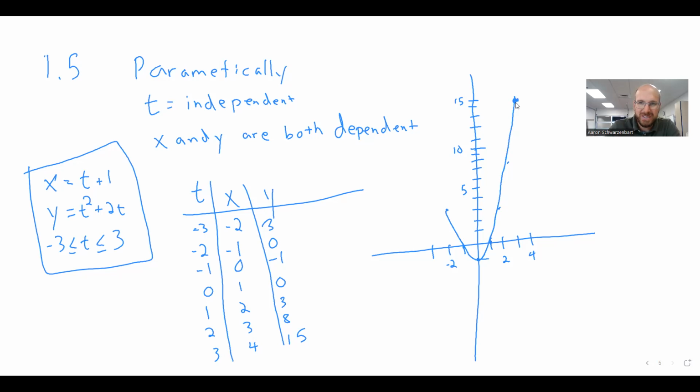It does not have arrows on the end. It does not go forever. It ends at these specific points because those are my boundaries. Okay?